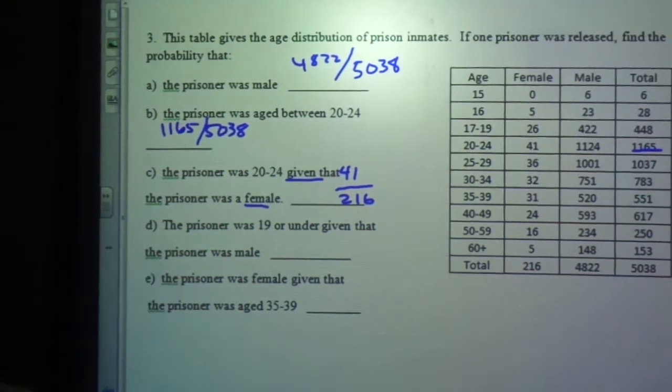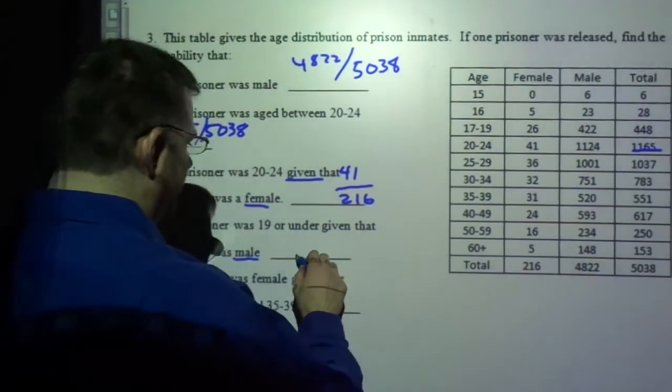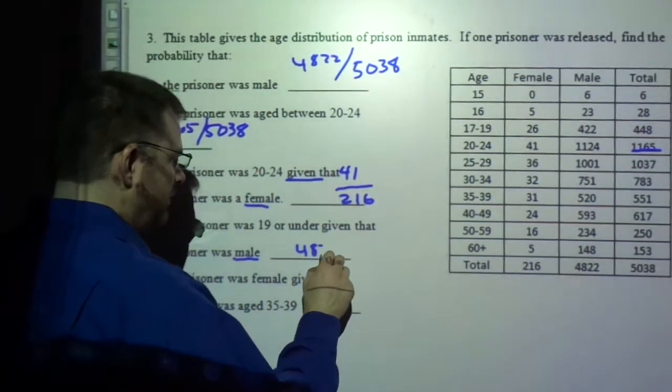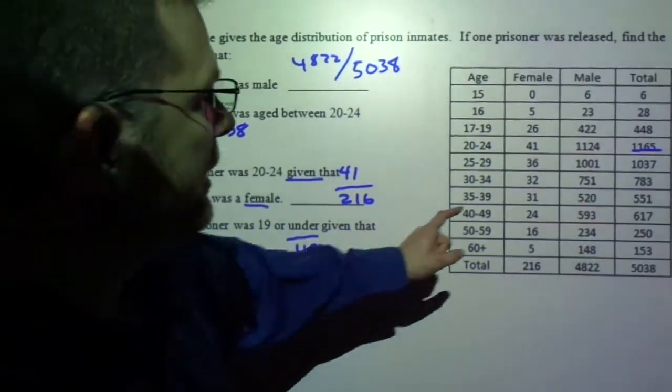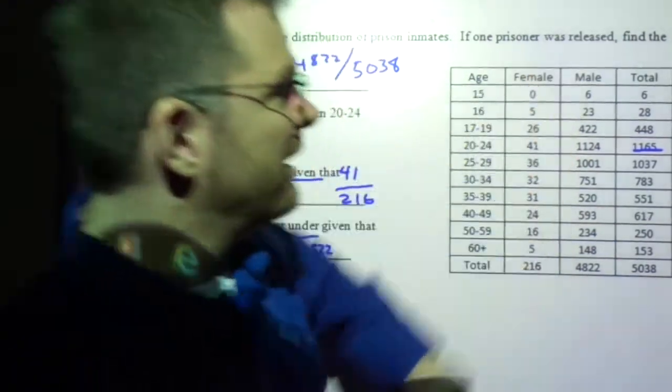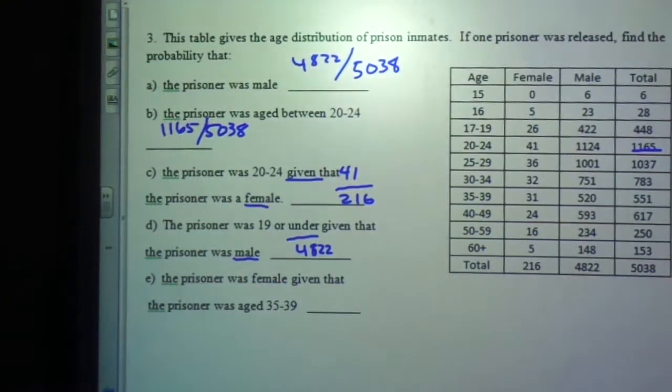19 or under, given that they were male. So again, we're putting all the males together, out of 4822, and seeing how many would be under 19. So that would be this, this, and this. Together that makes 451.